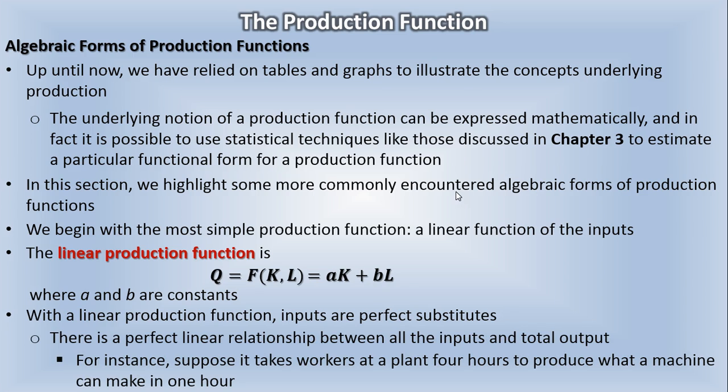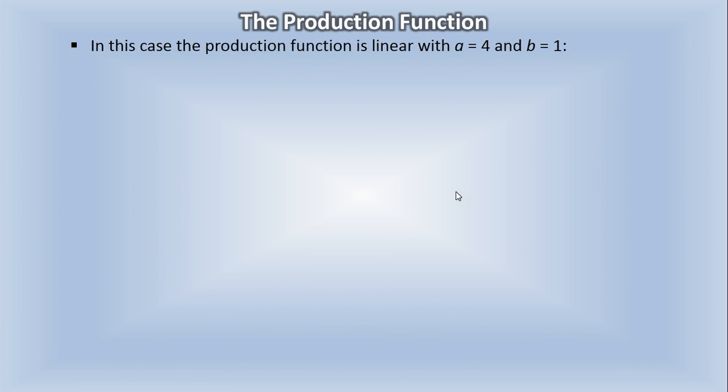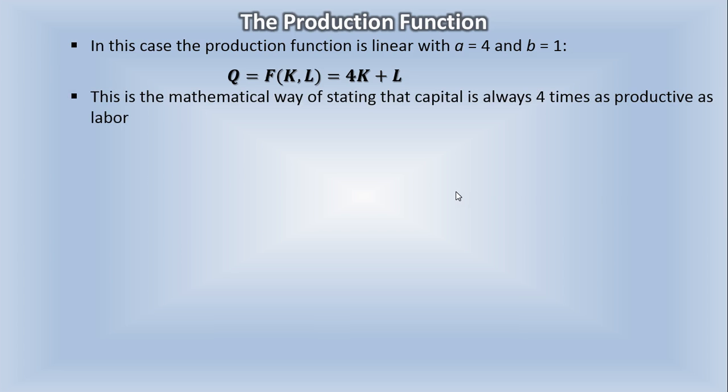So suppose it takes workers at a plant 4 hours to produce what a machine can produce in 1 hour. That means that a machine is 4 times as productive as a worker. So in that case, the productivity coefficient for capital will be 4, and the coefficient for labor will be 1. So the linear production function will take this form here, again representing the fact that capital is 4 times as productive as labor. Each unit of capital can produce 4 units of output, and each unit of labor can only produce 1 unit of output. This is the mathematical way of stating that capital is always 4 times as productive as labor.